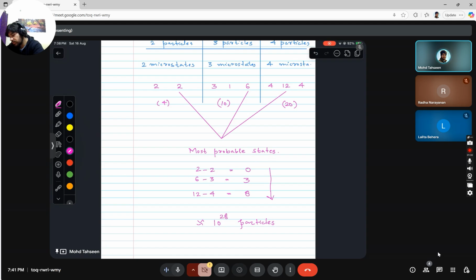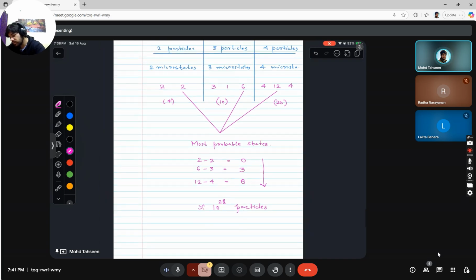So let's take the difference of the most probable state and the total number of states. This earlier difference was between the most probable state and the next favorable state. Now if we take the difference between the most probable state and all other states combined, in this case again the difference is 0. 2 minus 2 is 0.